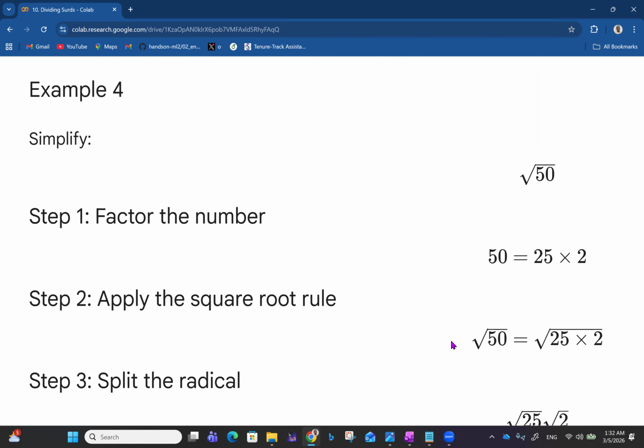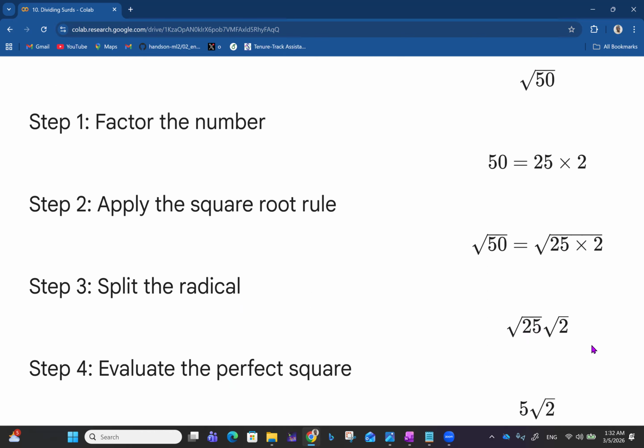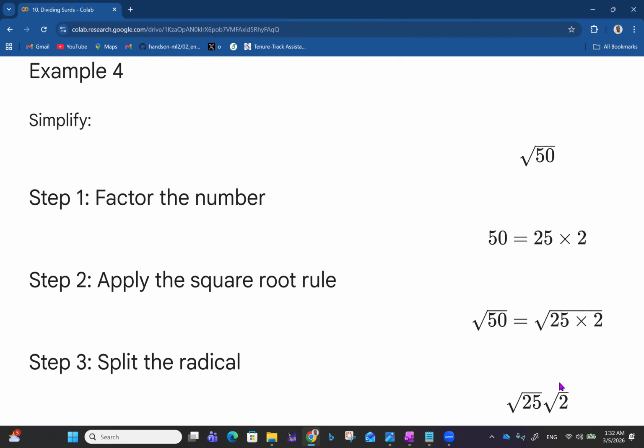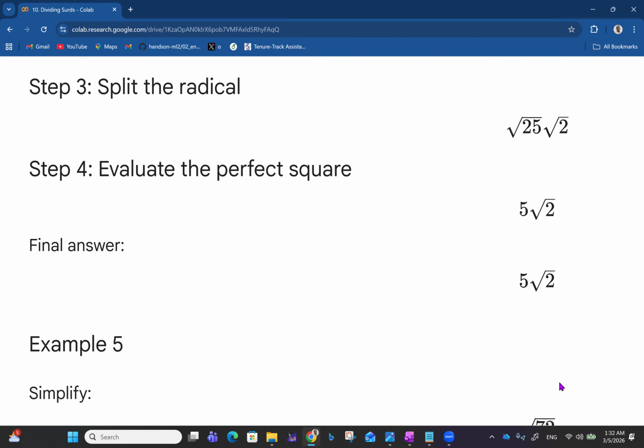So applying the square root rule, you have root 50 to be the same as root 25 times 2. And root 25 times 2 is the same thing as root 25 times root 2. And root 25 is 5. So you have 5 root 2. This is the simplest radical form.